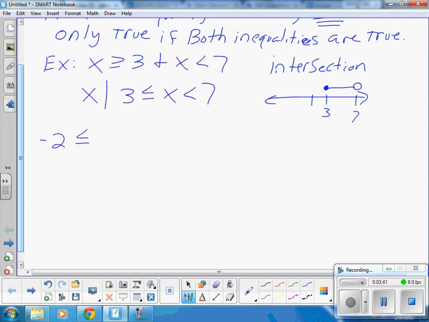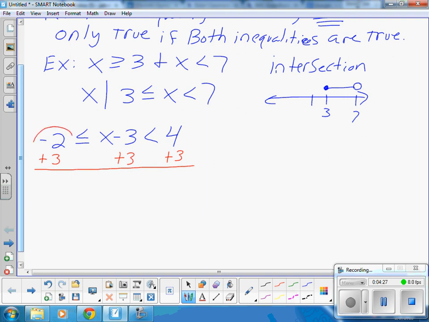-2 is less than or equal to x minus 3, which is less than 4. I have two inequalities in here. Okay, this is a compound inequality. So what we have to do is we're going to add 3. I'm treating both inequalities as if they were equal signs. So when I add my 3, I am going to add the 3 to both sides, and I also have to add it in the middle to get rid of it.